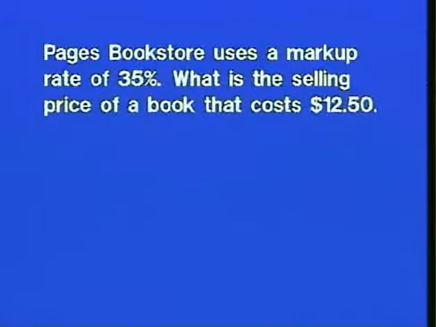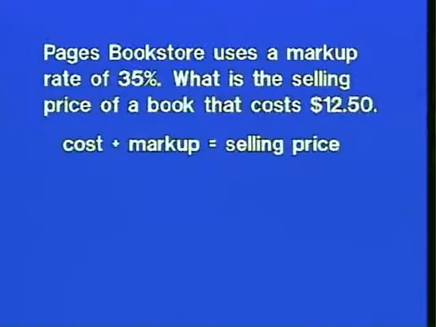Here's another type of word problem that we talked about in this chapter. It says Page's Bookstore uses a markup rate of 35%. What is the selling price of a book that costs $12.50? Well, we're talking about markup, we're talking selling price, we're talking cost. We might just begin by writing down the relationship between those ideas. We remember from our discussion that cost plus markup equals selling price.